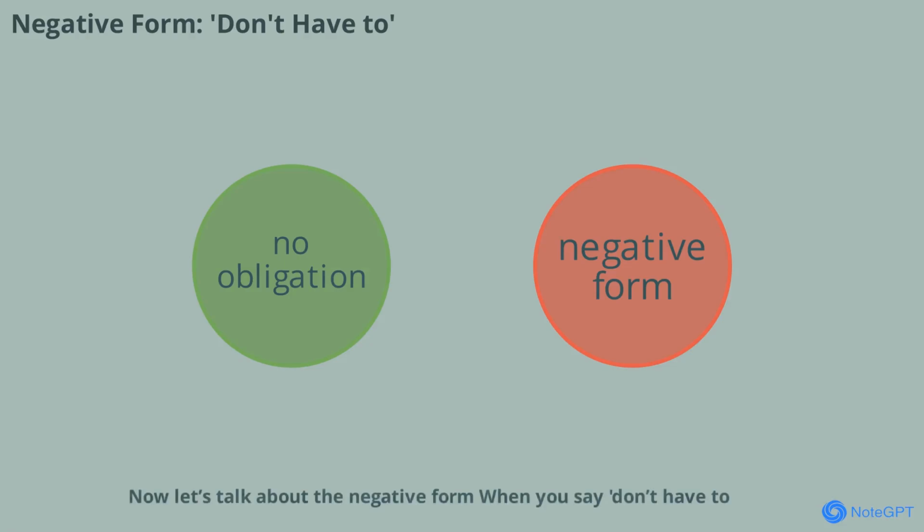Now let's talk about the negative form. When you say don't have to, the meaning changes completely. It no longer means something is required. Instead, it means there is no obligation. You can do it if you want, but it's not necessary. For example, you don't have to pay today, it is free.